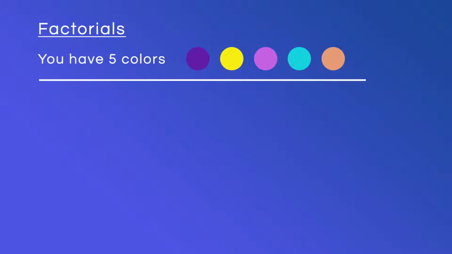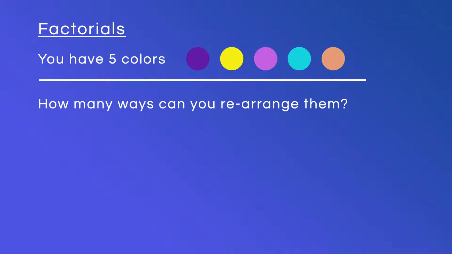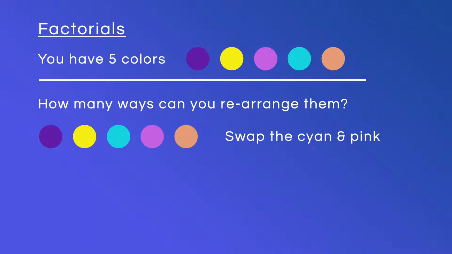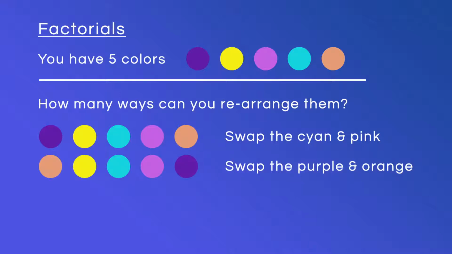Now to the second thing, factorials. So you have 5 colors, right? You can see it right here. There are 5 different colors. So I want to ask you, how many ways can you rearrange them? Okay, it's simple enough. You could swap the cyan and pink. Okay, so that's one different way to organize them. You could swap the purple and orange. And I'm not going to go through on these slides all the different ways that you could rearrange them because there's a lot.